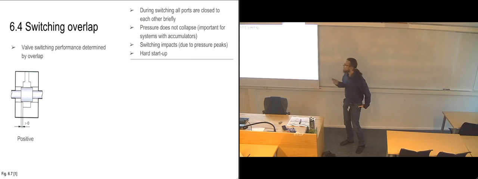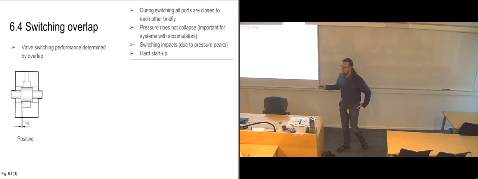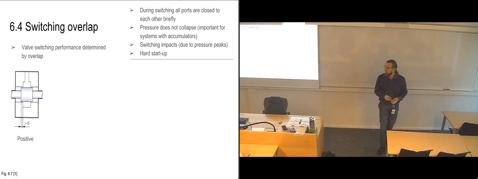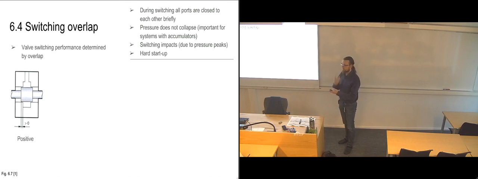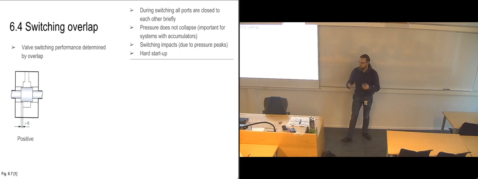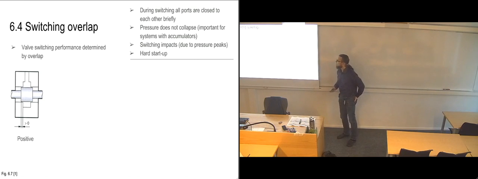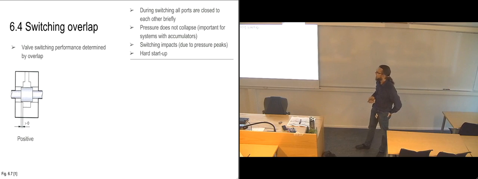Also, one problem with these positive overlaps is that you get a hard startup, because you are blocking off the pump completely when this one is in the closed position. So the pump is basically going to start building up pressure and it's going to just slam into the piston of this valve and it just stops there. It doesn't get a slow buildup of the pressure. So it's a bit hard for the system to start up when you have these kinds of valves.